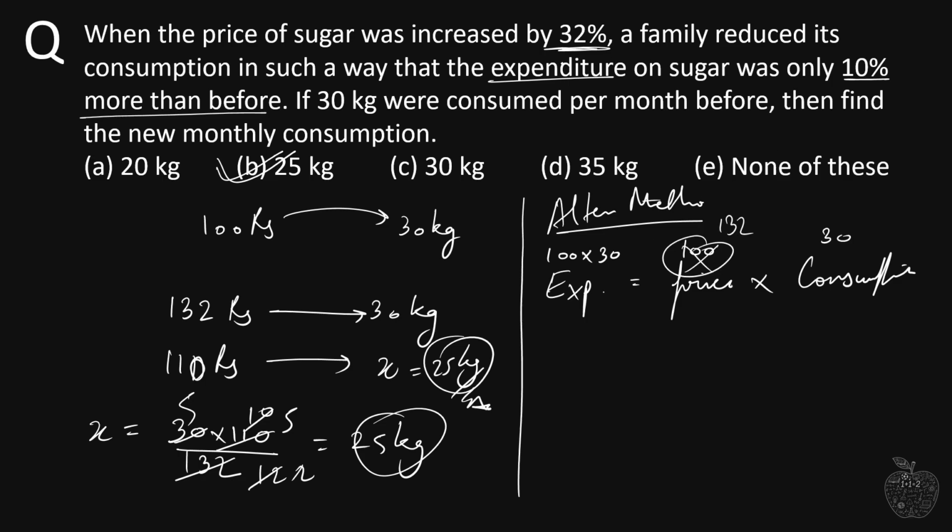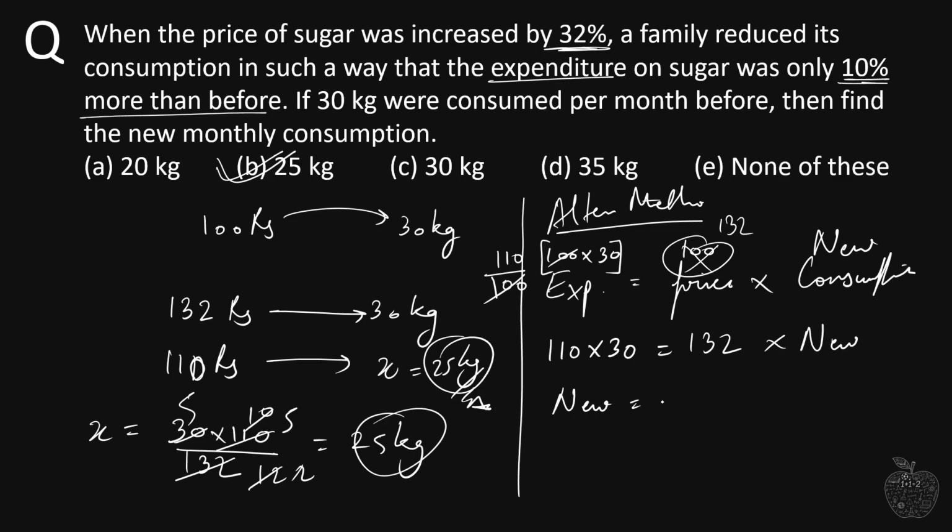But the family is only willing to increase their expenditure by 10% more than before. So that means, this is the entirety of 100%, they are only willing to increase this expenditure by 10%. So they are only willing to spend 110% of the previous expenditure, and this will give me the new consumption. So let's find that new consumption. 100 cancelled, so we are left with 110 into 30 is equal to 132 into the new consumption. So the new consumption will be 110 into 30 divided by 132.